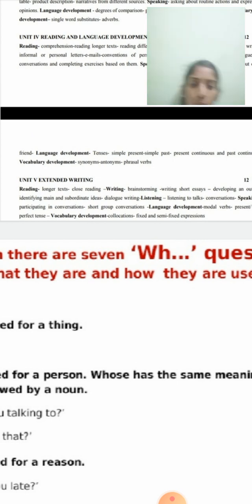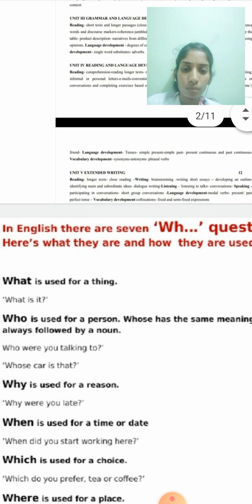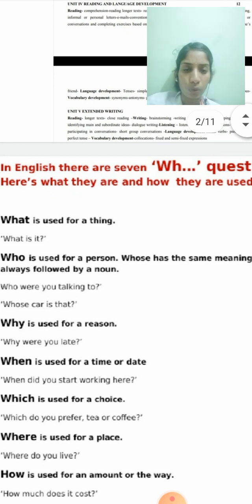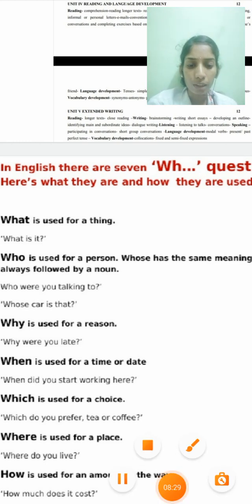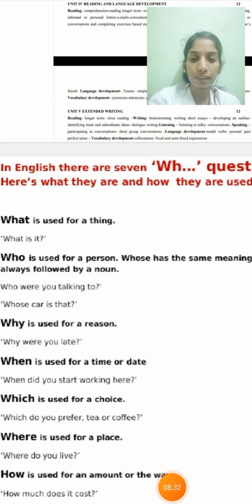So let's get started with the first unit, WH questions. So here is your first topic. We are going to see the WH questions. So you should know what WH questions are. You should understand the meaning of raising questions.